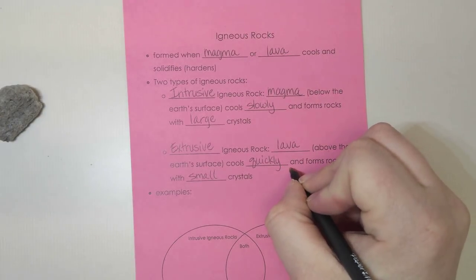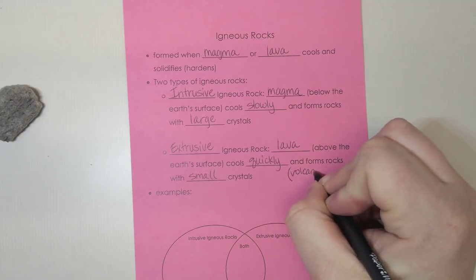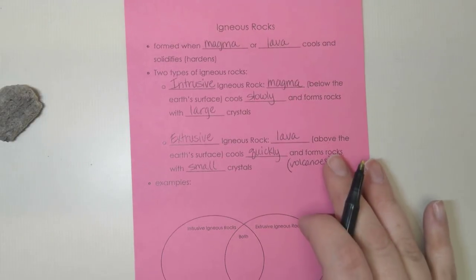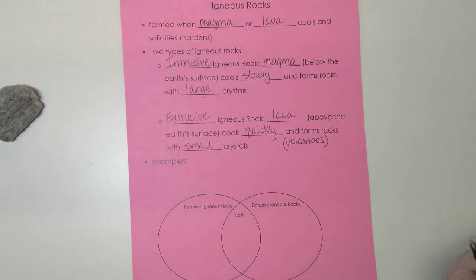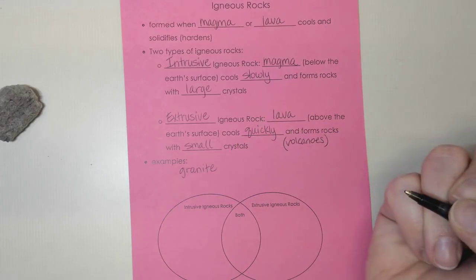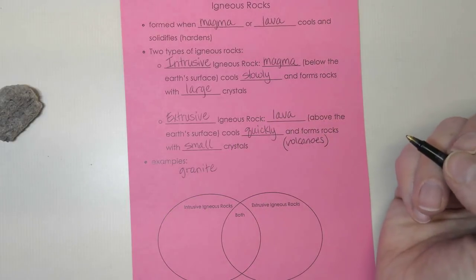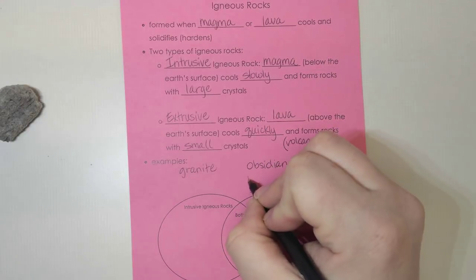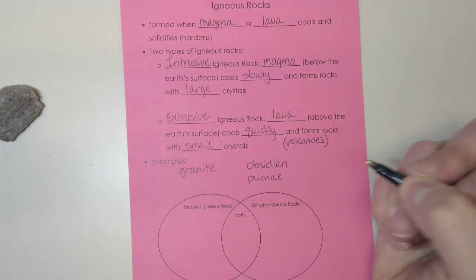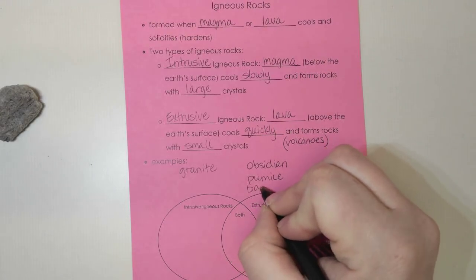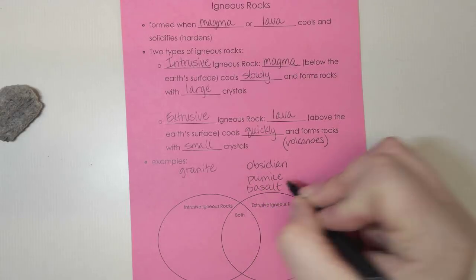Right here, I just want you to add the word volcanoes, just so that we remember that extrusive rocks are typically found around volcanoes. Some of the examples that we just named: granite, some of the extrusive, we said obsidian, pumice. You also may have heard of basalt. That's another extrusive igneous rock.